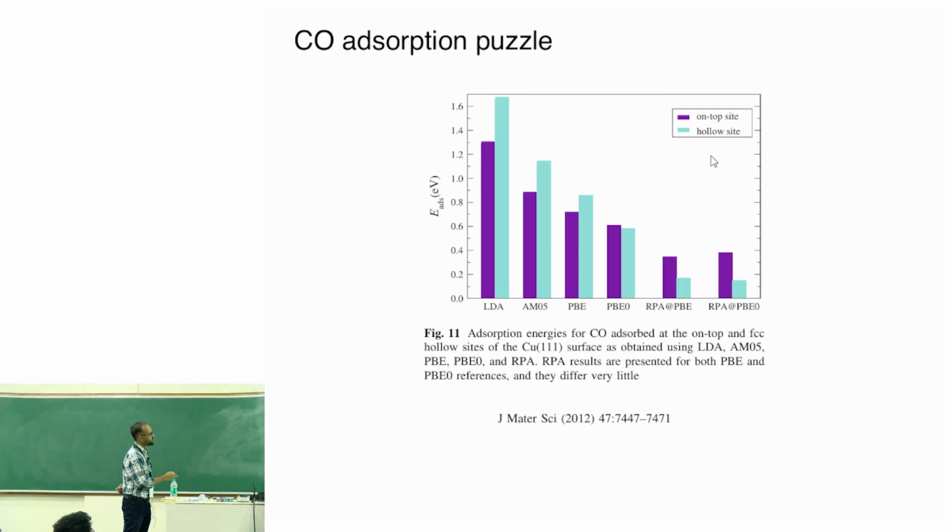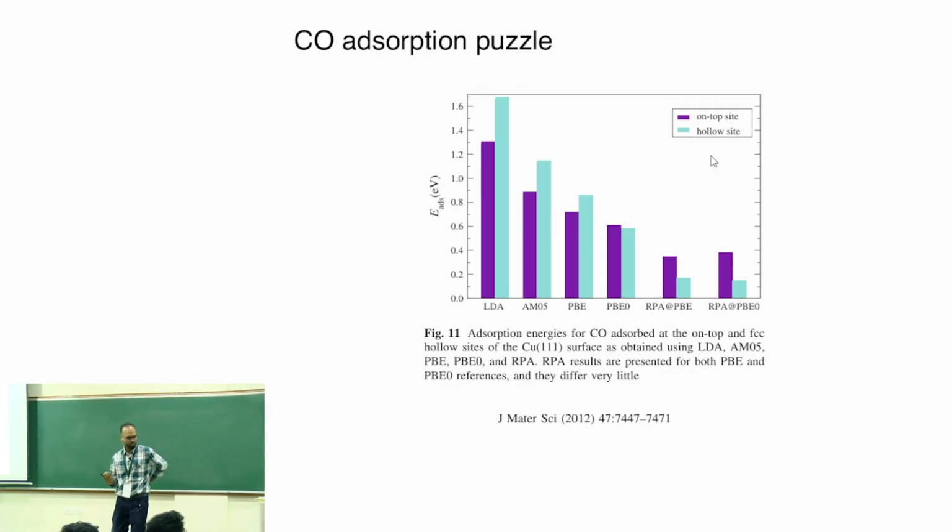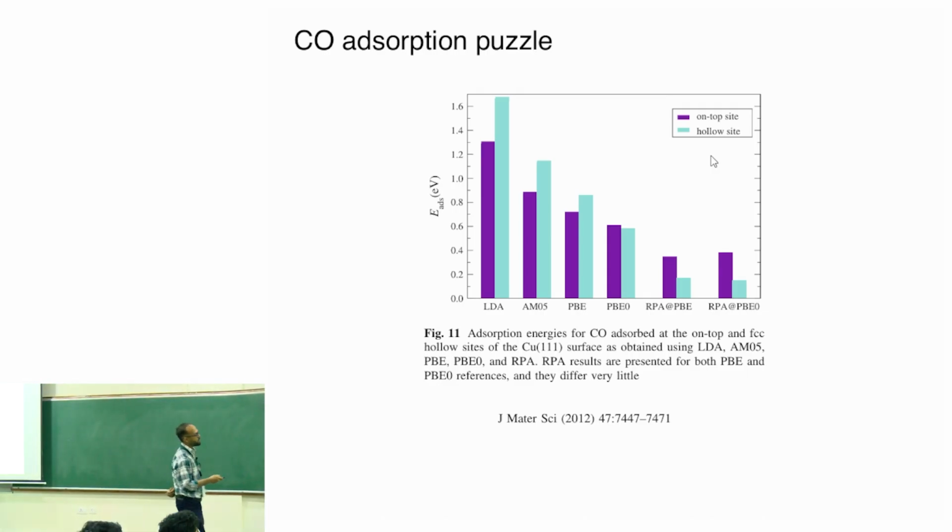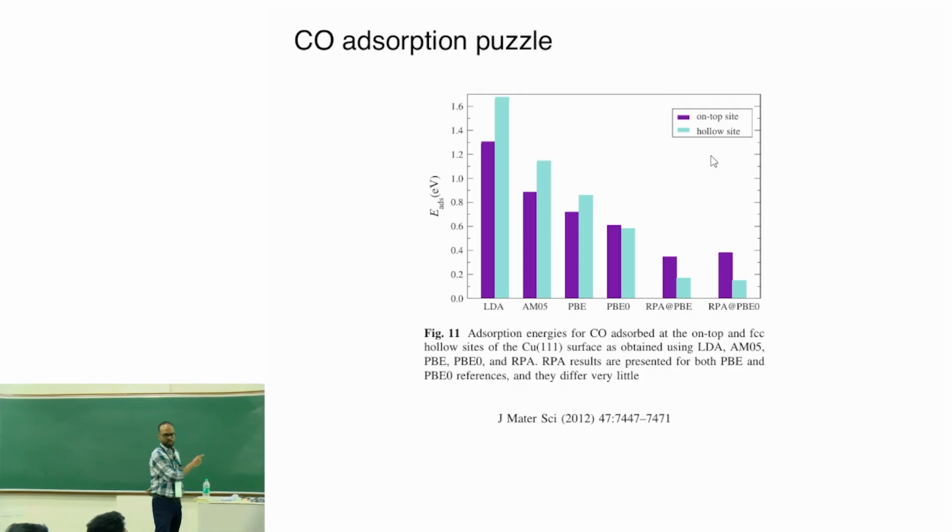Only when you start using random phase approximation, say based on PBE density matrix or PBE0 density matrix, you get the right ordering of this. So this was one of the major successes of the RPA method or non-local functionals. I think to this date, I'm not sure if any of the hybrid functionals get this right, okay? So this is one of the outstanding challenges that you have.